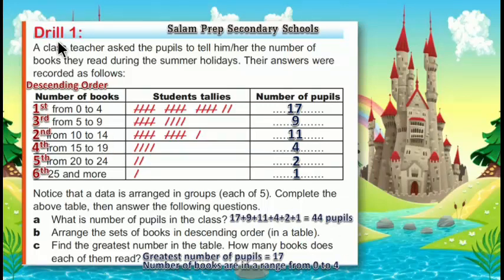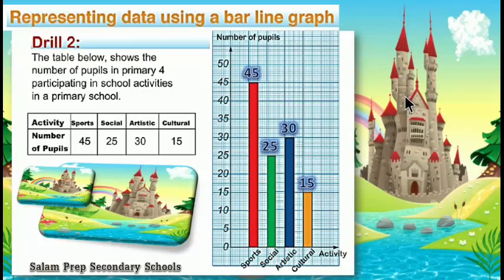Please take care. In drill 1, we collect data in a table and then answer the following requirements, okay? A, B, and C. Drill 1, we collect data. Okay? Now we will learn representing data using a bar line graph. Let's look at drill 2. The table below shows the number of pupils in primary 4 who participate in school activities in a primary school.